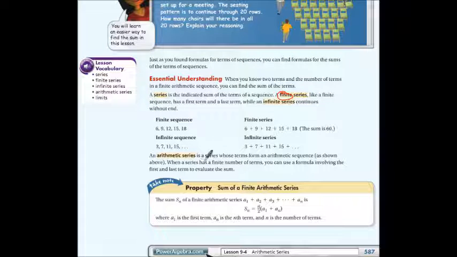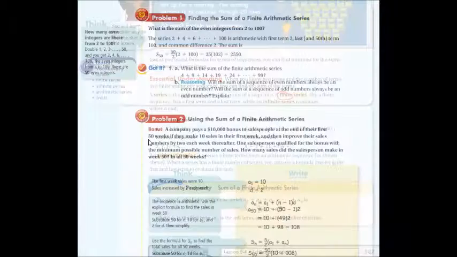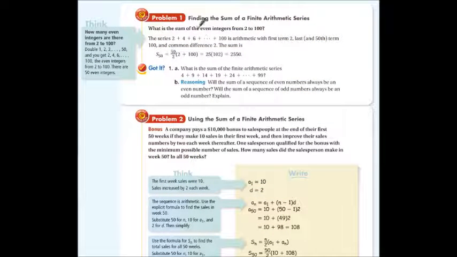An arithmetic series is a series whose terms form an arithmetic sequence. When a series has a finite number of terms, you can use a formula involving first and last term to evaluate the sum, and this is that formula. Okay? So let's take a look at how this plays out in the problem. What is the sum of the even integers from 2 to 100? Really simple.